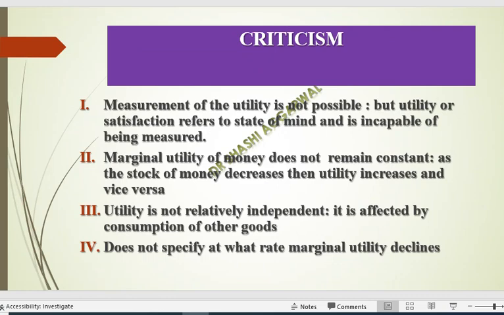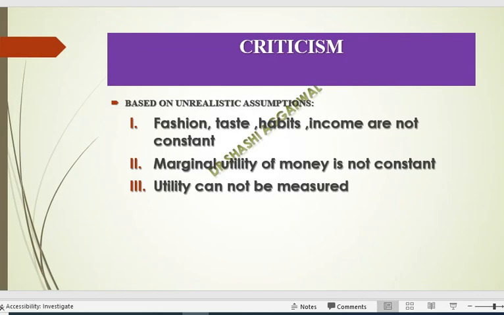It does not specify at what rate marginal utility goes on declining. And fashion, taste, habit, and income are not constant. They also change. Marginal utility of money is not constant. Utility cannot be measured.